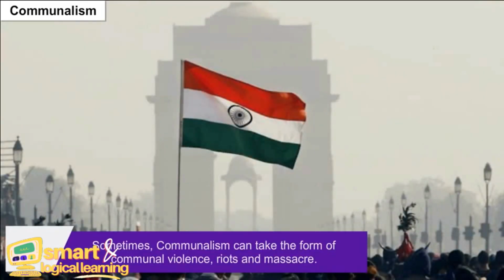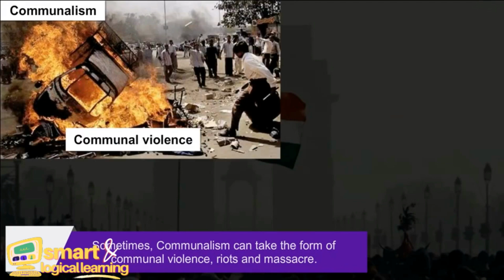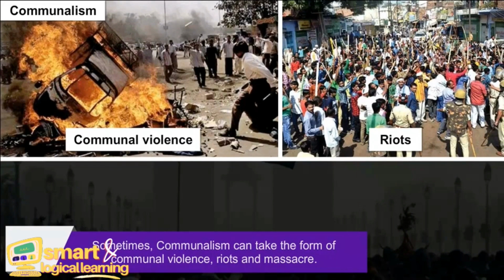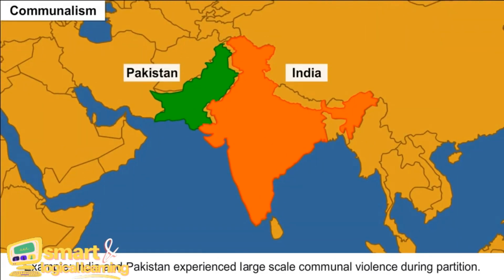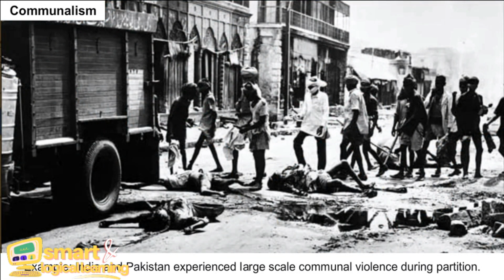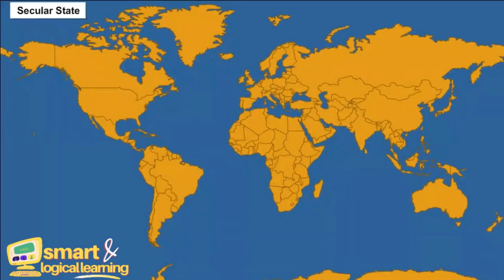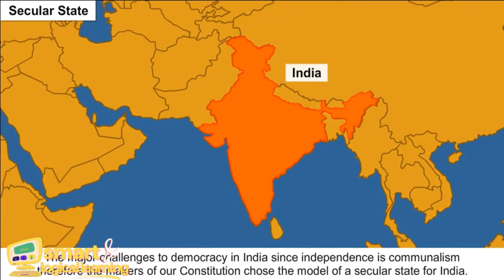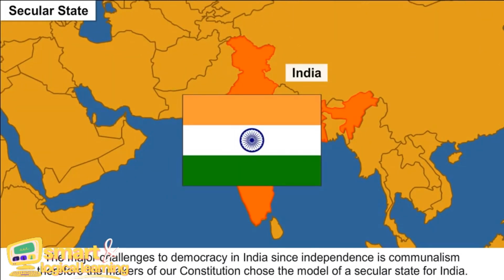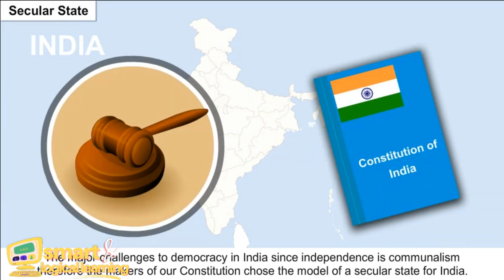Sometimes, communalism can take the form of communal violence, riots, and massacre. For example, India and Pakistan experienced large-scale communal violence during partition. Secular state. The major challenge to democracy in India since independence is communalism. Therefore, the makers of our constitution chose the model of a secular state for India.